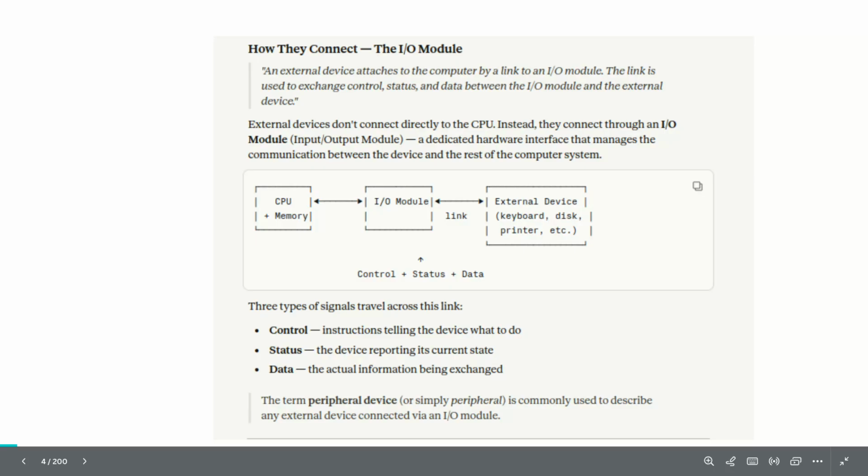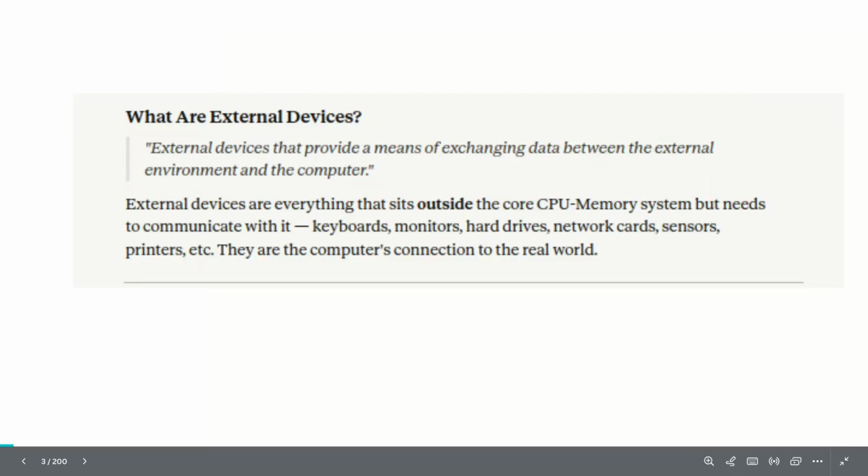Okay, so the first slide we have discussed is what is an external device. An external device, as I told you, is basically the device that helps to exchange data between the computer and the external devices, that is, between the external environment and the computer. So an external device provides a means of exchanging data between the external environment and the computer.